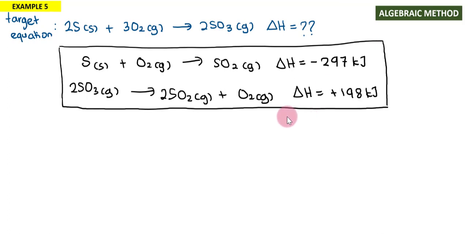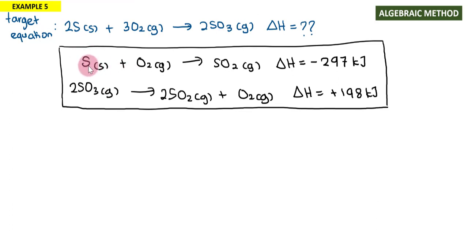Alright, for this example, let's say I want to find the delta H value for my reaction, 2 moles of sulfur reacts with 3 moles of oxygen gas to produce 2 moles of sulfur trioxide, by using the algebraic method. These two equations where I know the enthalpy, I call it the information given in the question. So again, to use the algebraic method, I need to rearrange these two equations until I get my target equation. So let's have a look at the first equation.